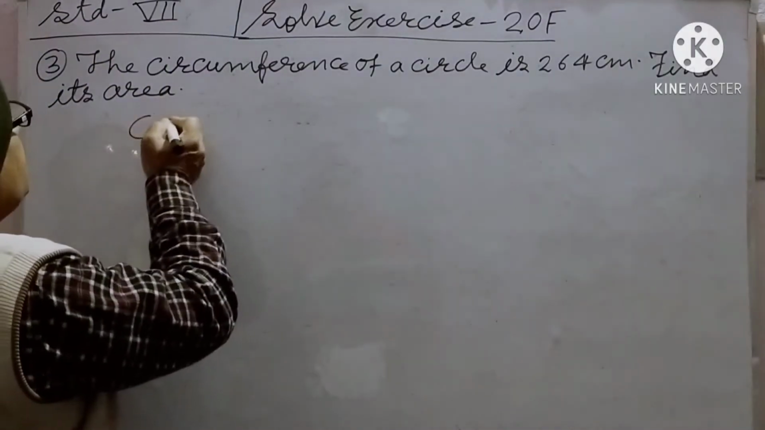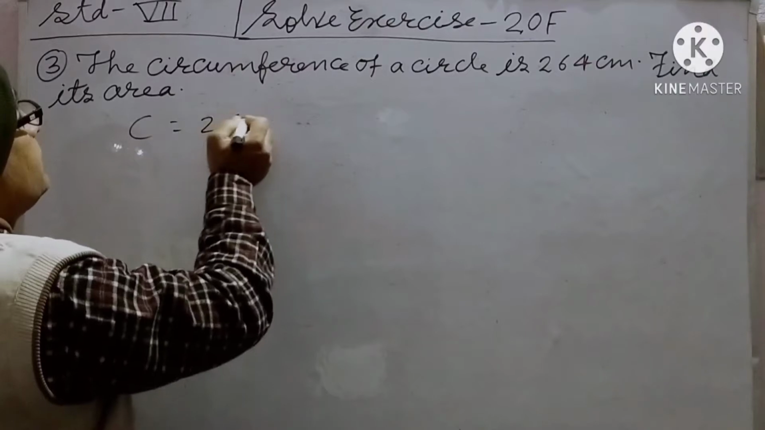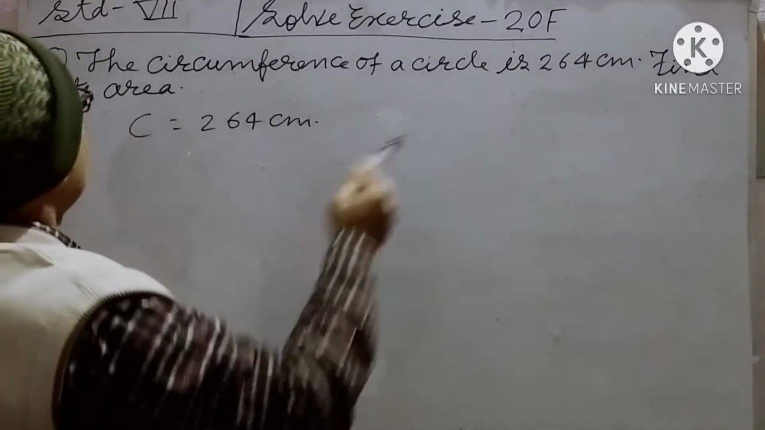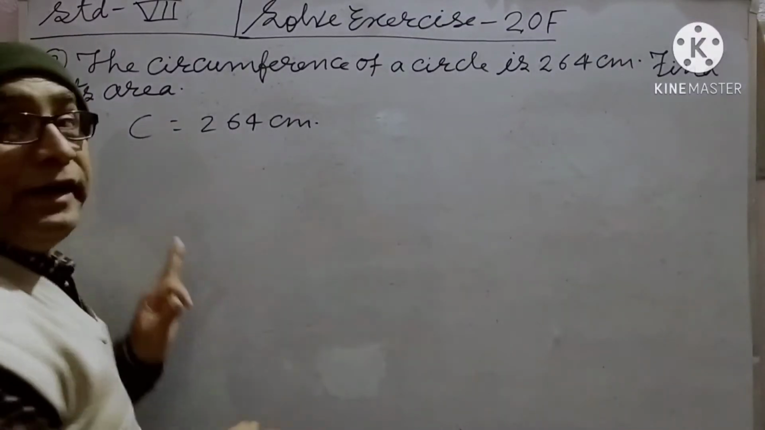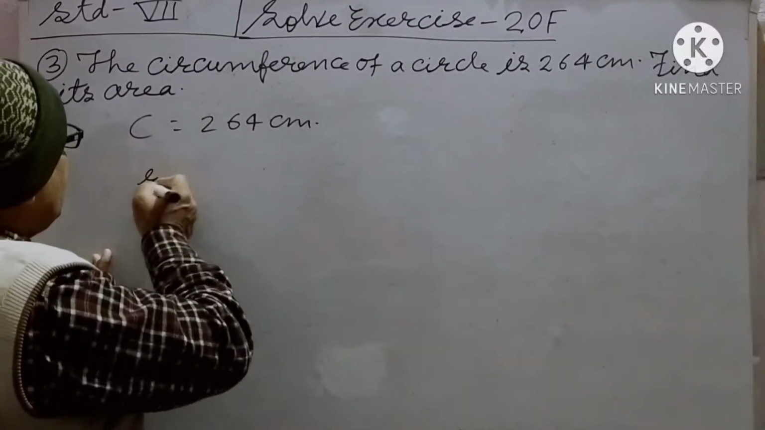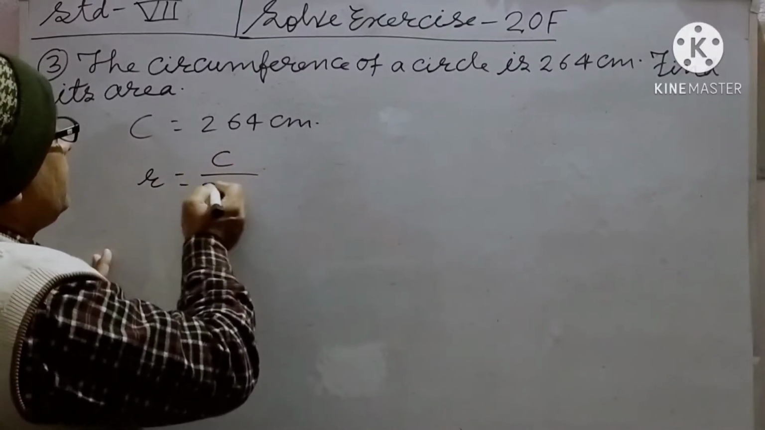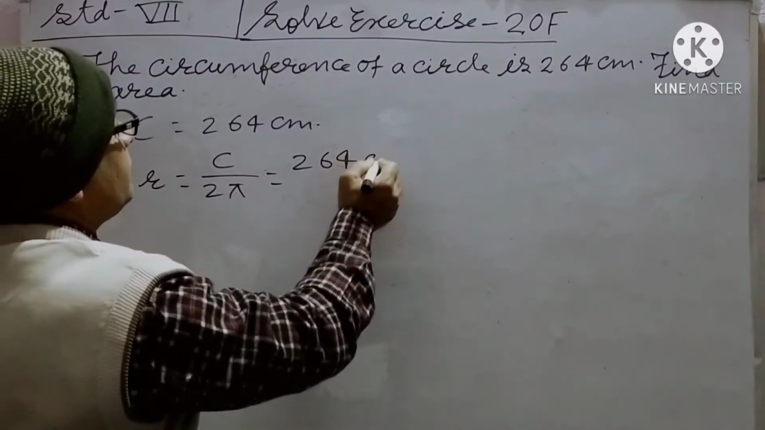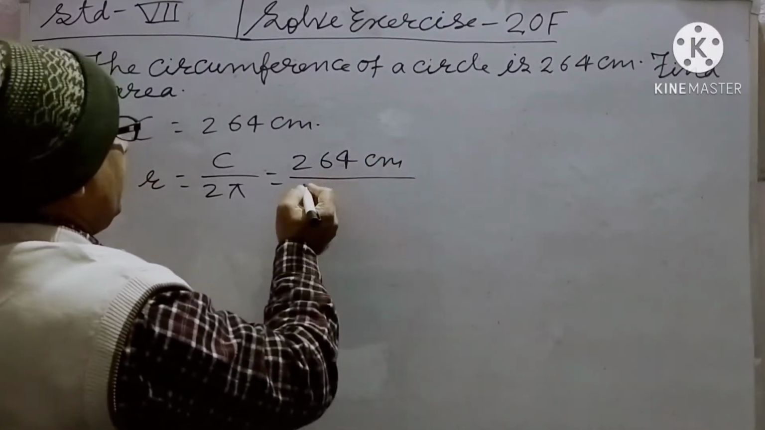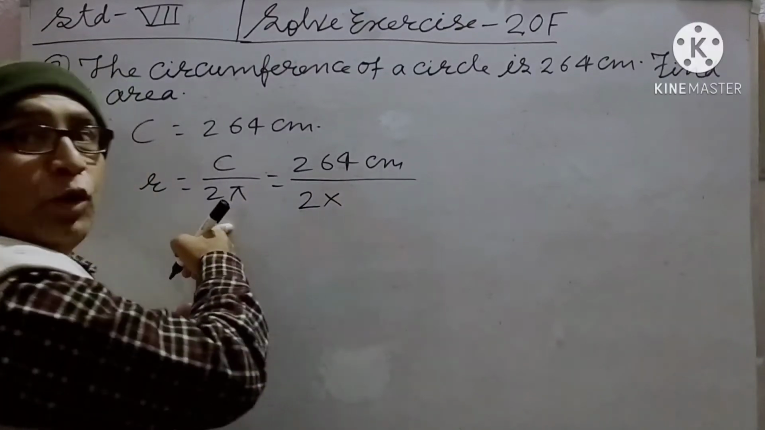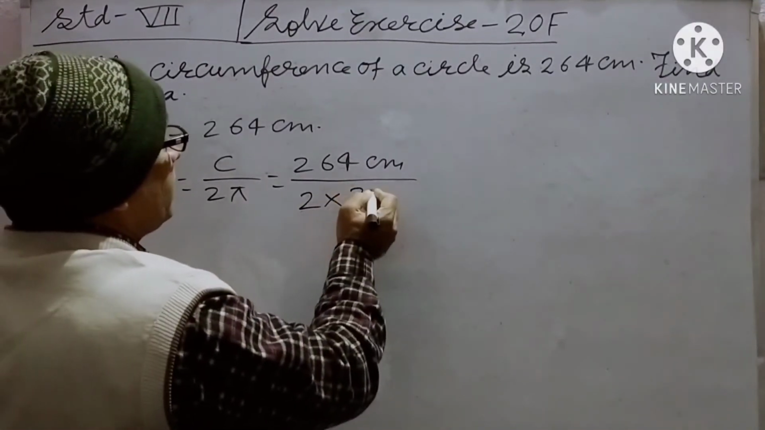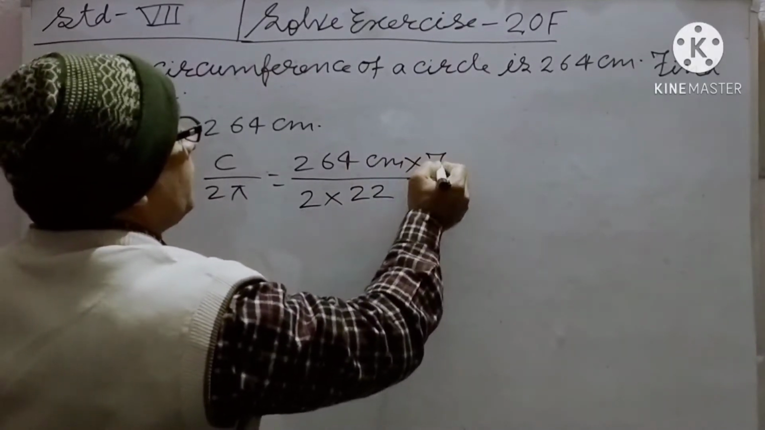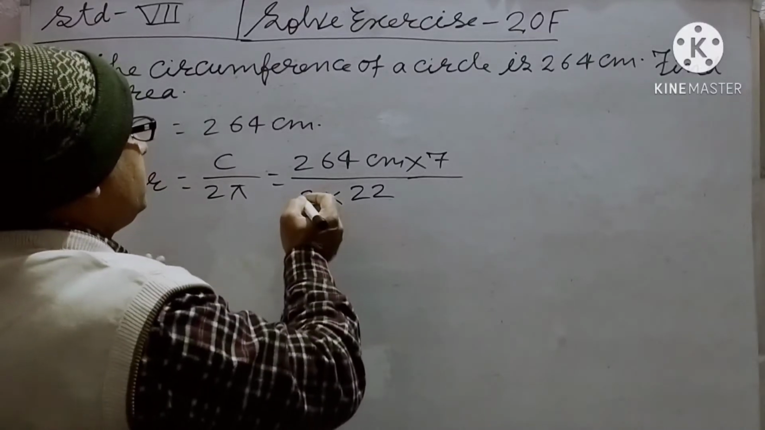So given is C equal to 264 cm. Now find its area. So first of all find the radius. Radius R equal to C by 2 pi equal to 264 cm divided by 2 into the value of pi is 22 by 7. So 22 by 7 is multiplied by 264. Now divide it by 2.